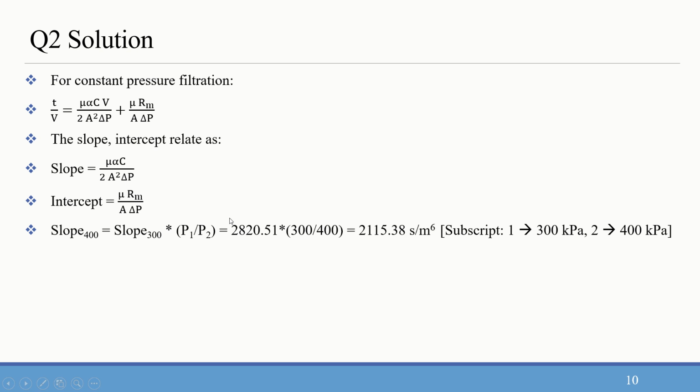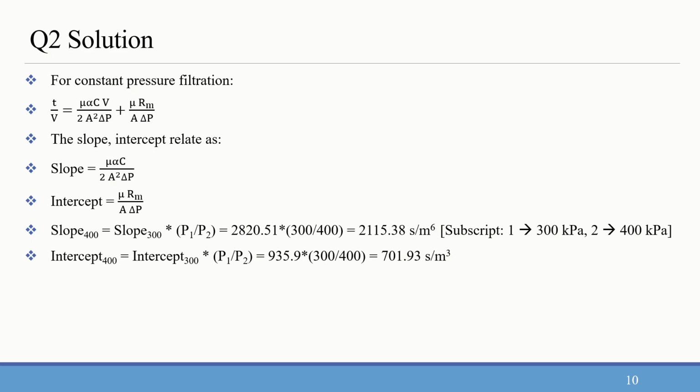So it is the pressure drop. It is 2820.51 into 300 by 400. So that gives us a new slope at 400 kilopascal as 2115.38.